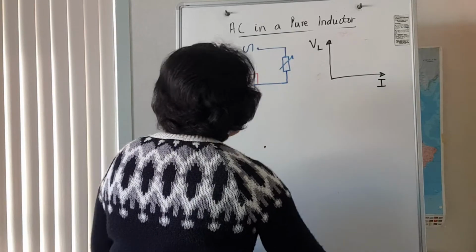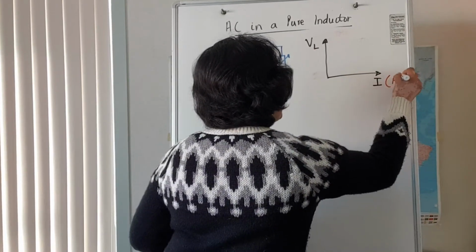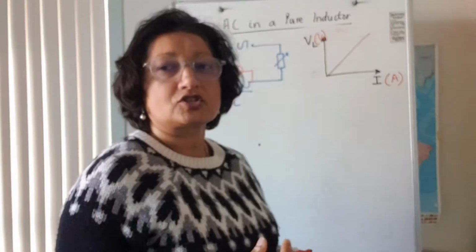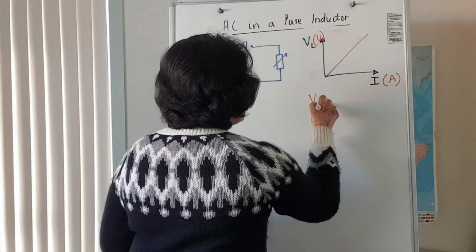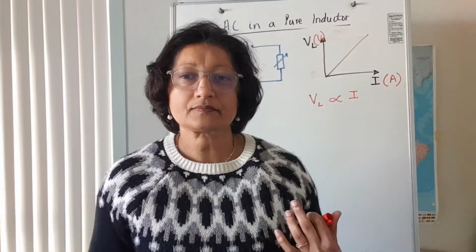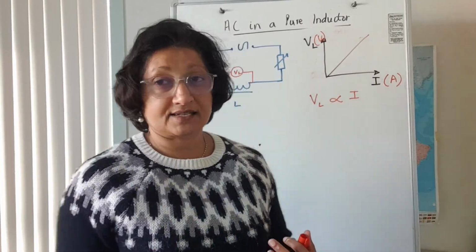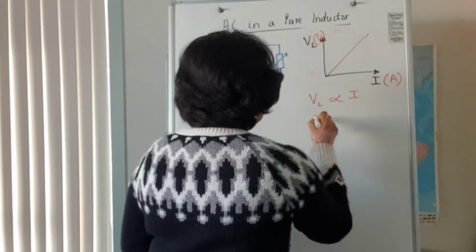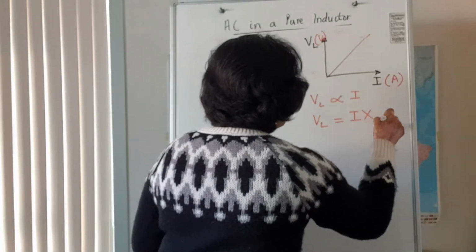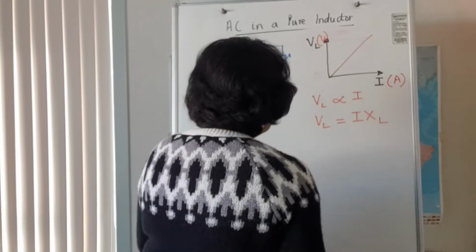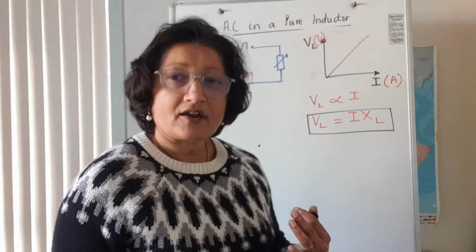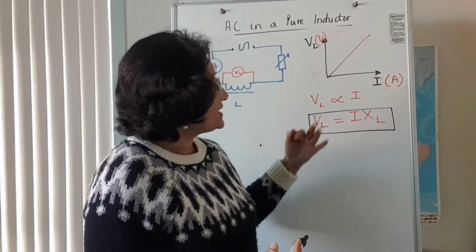Current is measured in amps, voltage in volts. You're going to get a straight line through the origin, which tells us that the voltage across the inductor is directly proportional to the circuit current. The constant of proportionality in this case is reactance, just like we had for the capacitors, but this time we write V equals I XL, L for the inductor reactance. The inductor reactance is also measured in ohms, and it is the current limiting property of the inductor.